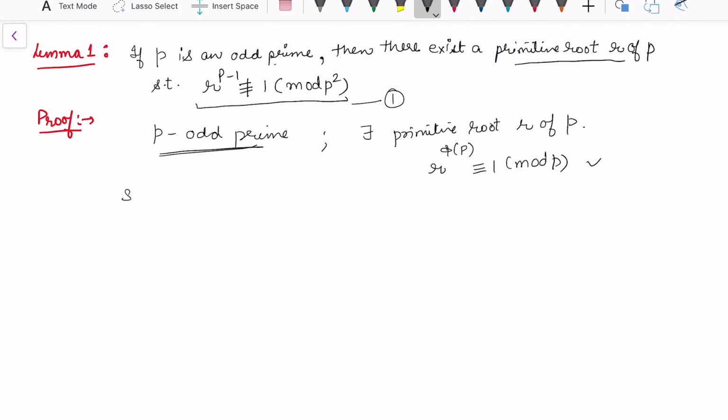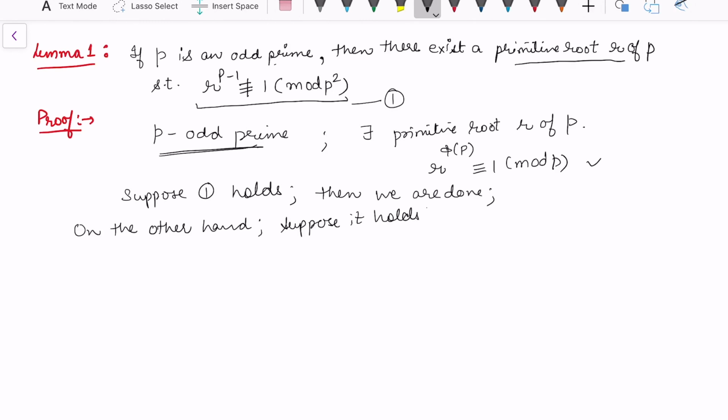So suppose 1 holds. If 1 holds, then there is nothing to prove because we wanted to prove for not congruent, which is fine. Then we are done. On the other hand, suppose it does not hold. So this means r to the power p minus 1 is congruent to 1 modulo p square. Suppose it holds. In that case, what we need to do is simply replace r by r plus p, and I am just calling this r dash.